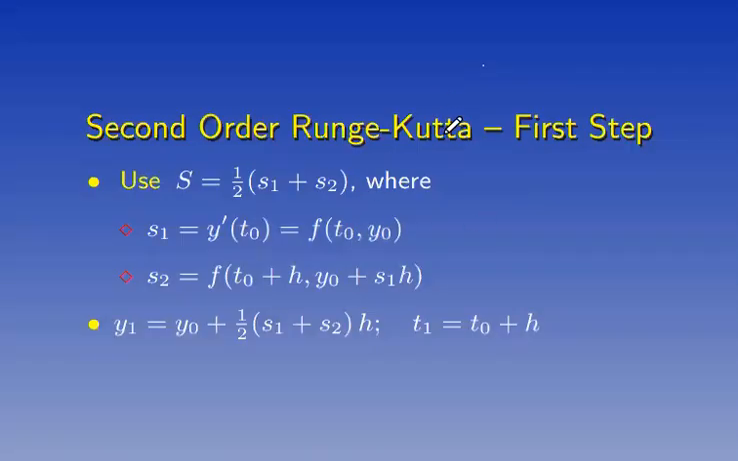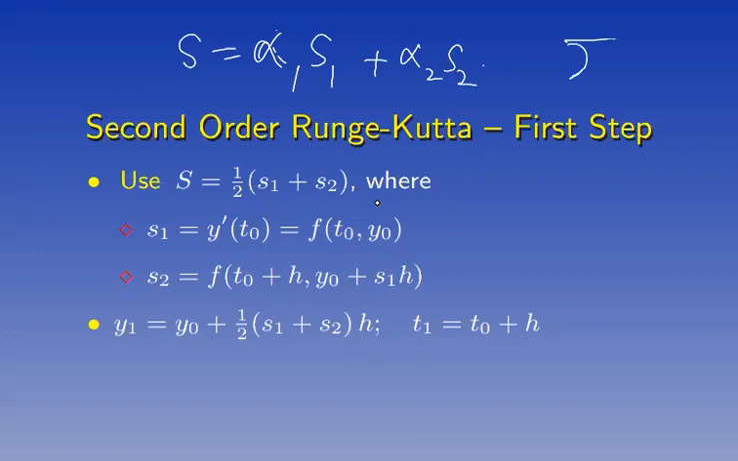So this is the second order Runge-Kutta. S is alpha one S one plus alpha two S two. The thing is, the sum of alpha is equal to one, right? So alpha one is one half, alpha two is also one half. So one half plus one half is one. So this is the second order Runge-Kutta.